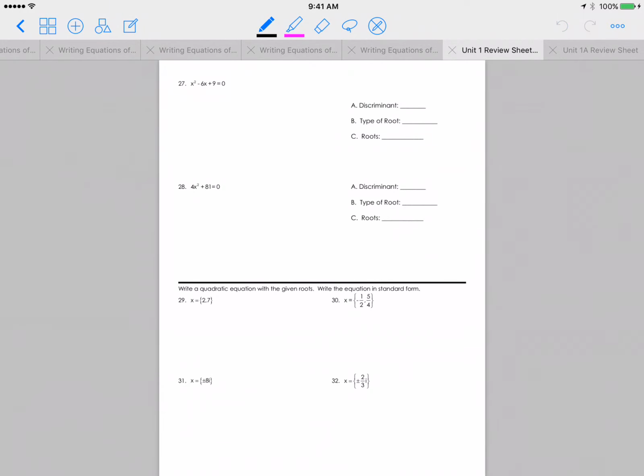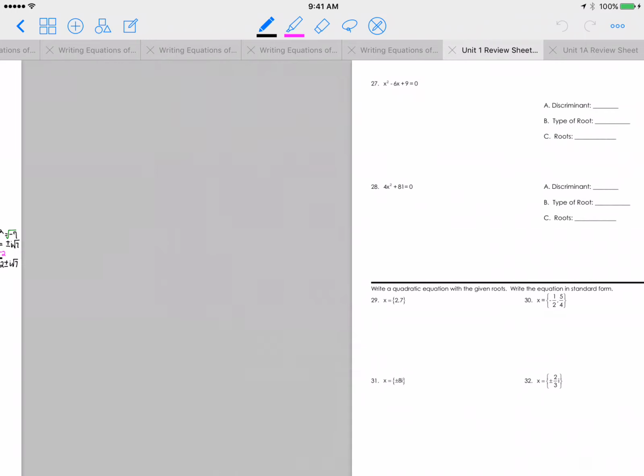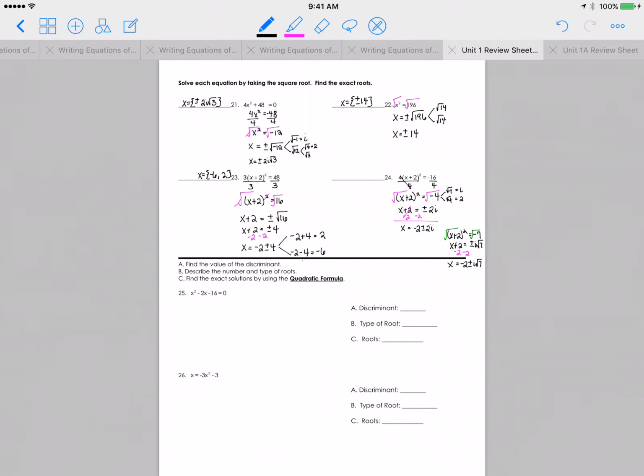Okay, at this point, I'm going to stop for a second. I'll do another video with the quadratic formula and then writing the roots when I get a chance.